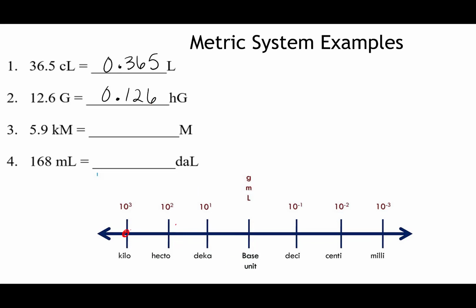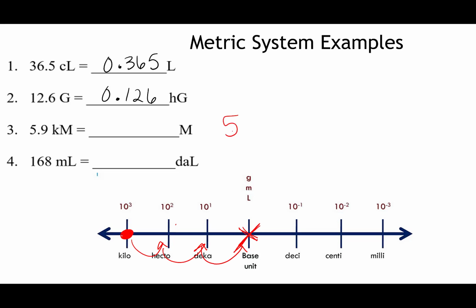Number 3, 5.9 kilometers. So kilo is down here, and we want to convert that into the base unit of meters. Okay, we're going to start with our given unit, and then we're going to count how many spaces we pass until we get to our destination unit. So 1 to the right, that's hecto. 2 to the right is deca. 3 to the right is our base unit of meters.